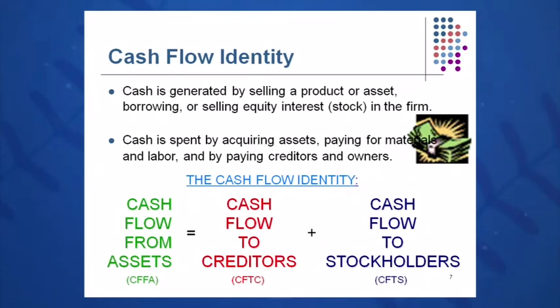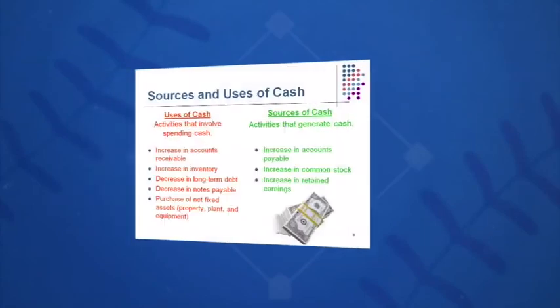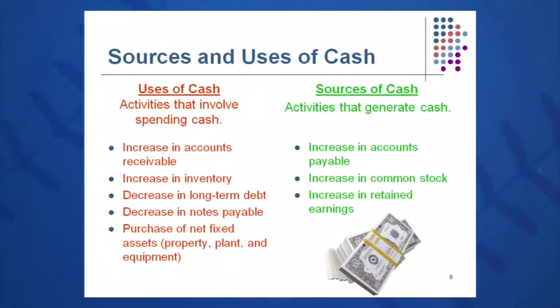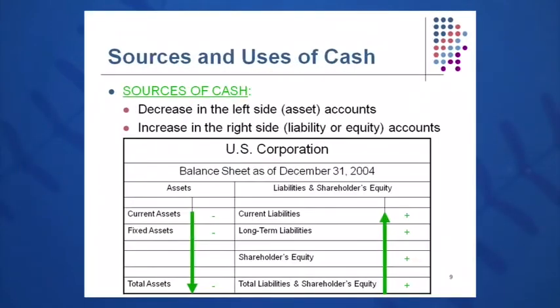So we acquire assets, we pay our bills, we pay creditors, we pay owners, and this is a use of cash. And hopefully we have higher sources of cash, which will allow us to do all of that successfully. In general, uses of cash are activities that involve spending cash, and sources of cash generate cash. In general, we're going to look for mnemonics again to understand what is a use of cash and what is a source of cash. This slide depicts it very well.